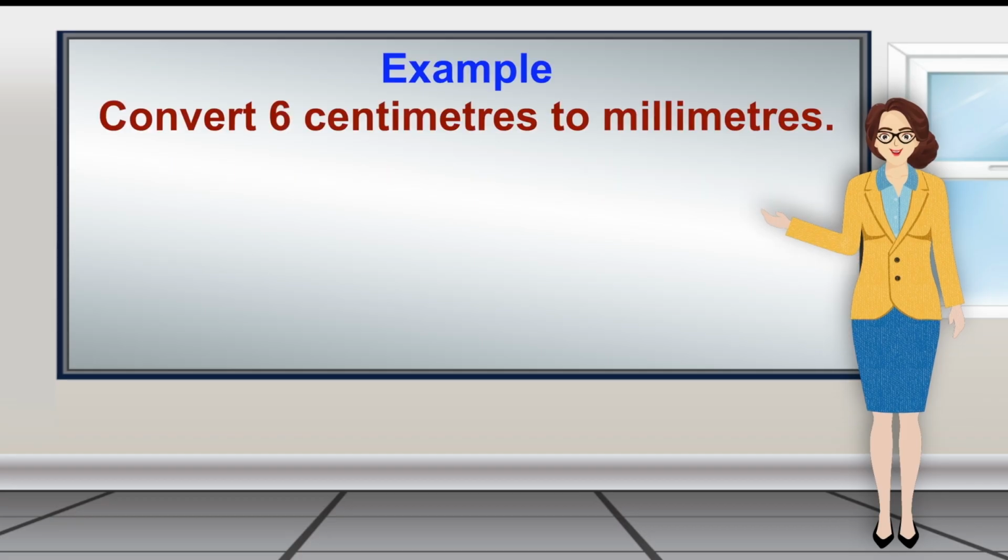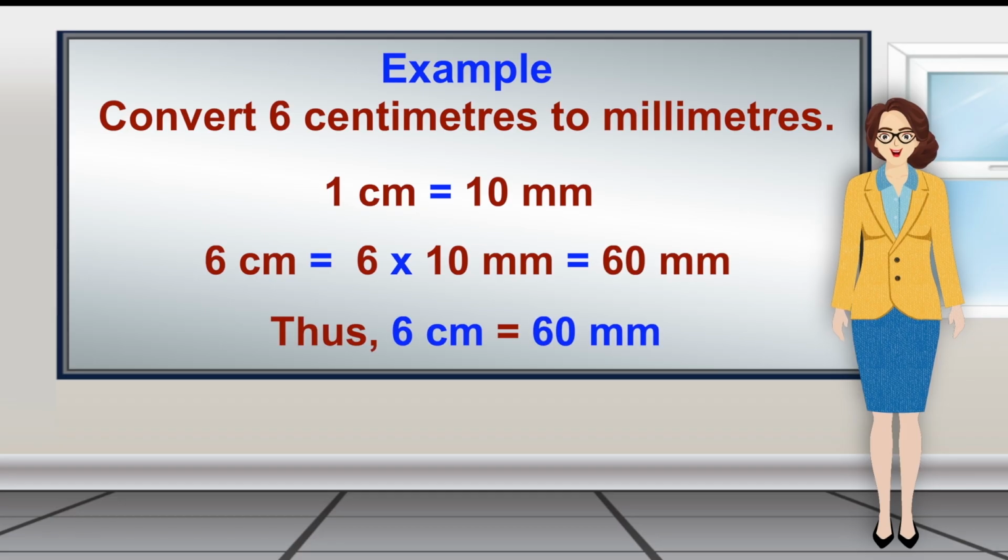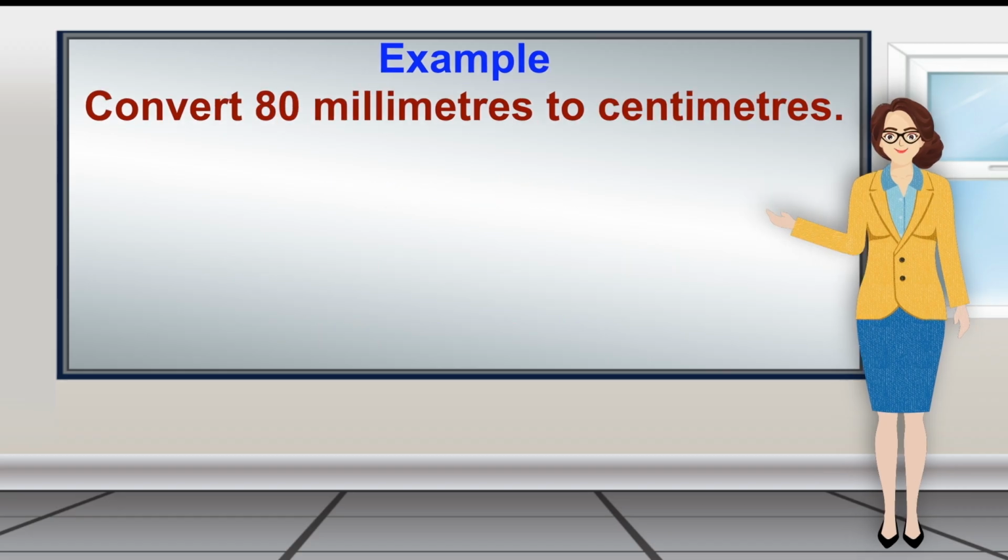Example, convert 6 centimeters to millimeters. As we know, 1 centimeter is equal to 10 millimeters. So, 6 centimeters equals 6 multiplied by 10 millimeters equals 60 millimeters. Thus, 6 centimeters is equal to 60 millimeters.